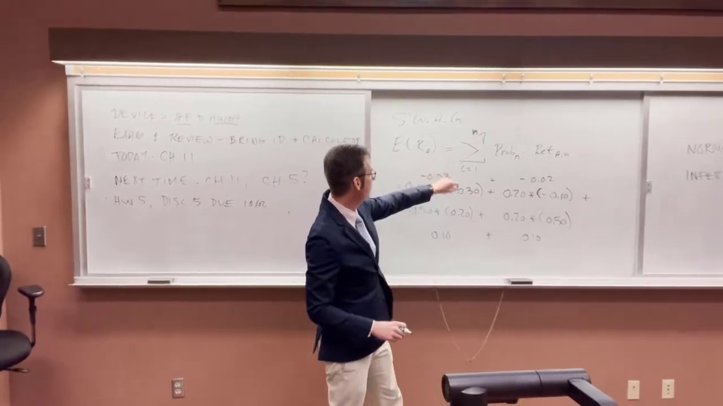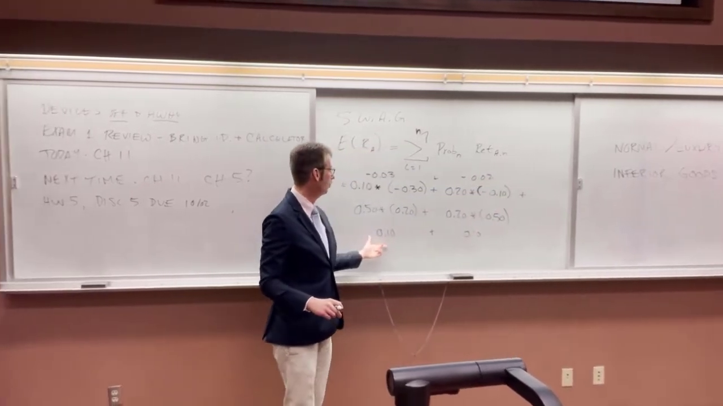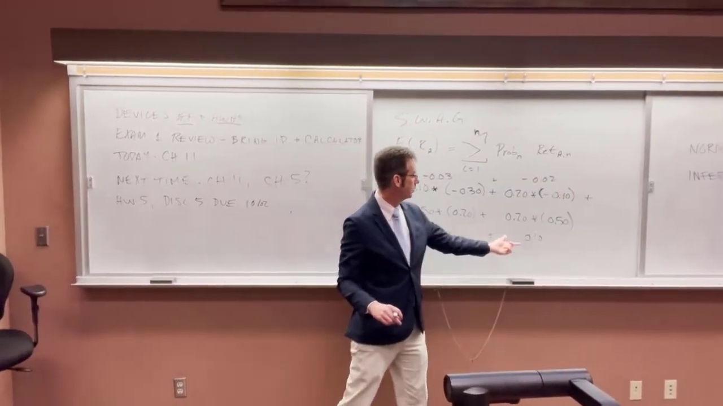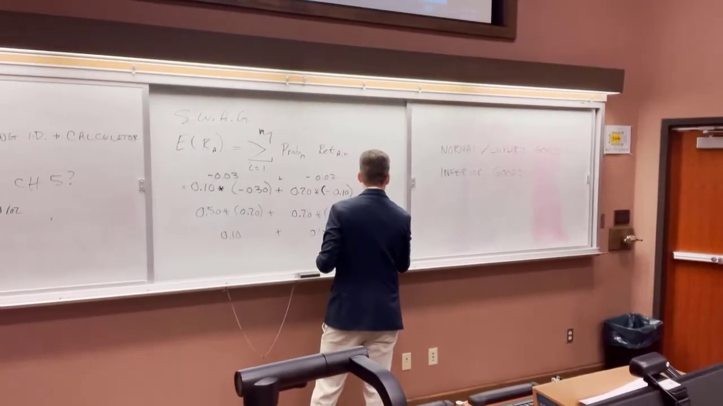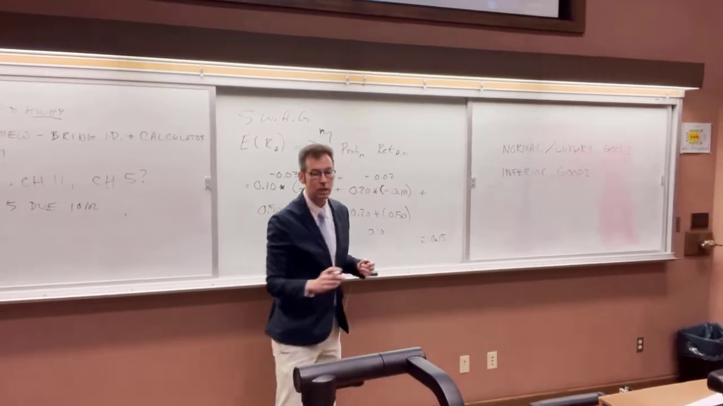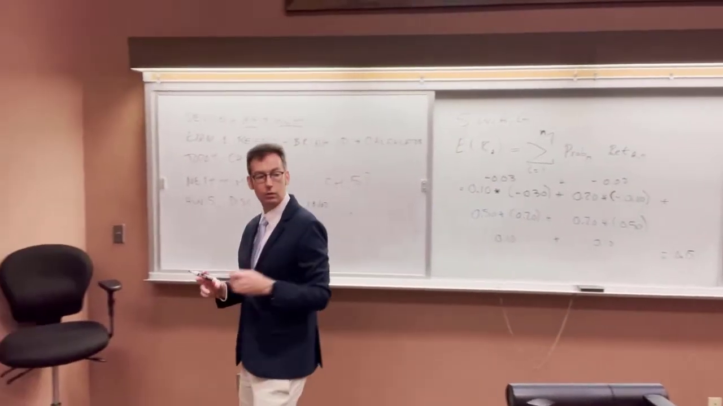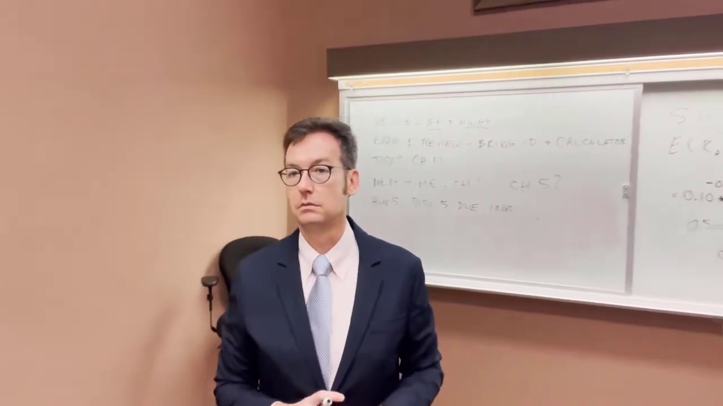So I've got negative 0.03 plus negative 0.02. That gives me negative 0.05 plus 0.1 gives me 0.05 plus 0.10 gives me 0.15 or 15%. Now I want you to look above where it says Super Check, expected return equals. What does it say?